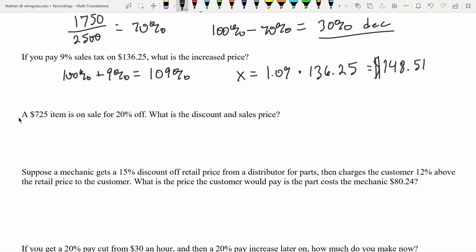Okay, a $725 item is on sale for 20% off. What is the discount and sales price? So discount is a percent decrease. 20% off, 20% is going to be the discount. The sales price is going to be the percent decrease from this discount. So the discount is 20%. So all we have to do is find 20% of this number, and that finds the discount. We can do that by just multiplying that number in 20%, giving us the part, which is $145. So this is the discount.